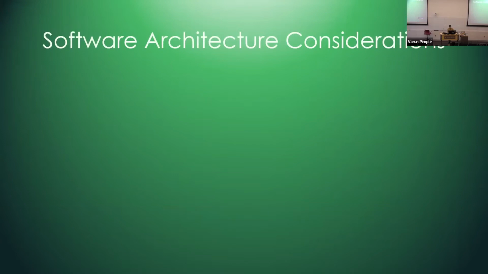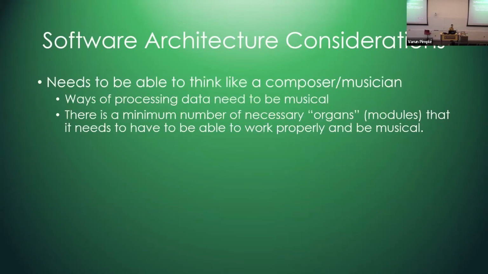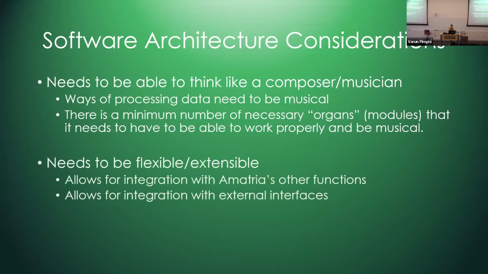So some considerations for the software architecture of this piece. With all of that conceptual stuff in mind, I knew that I wanted it to be able to think like a composer or like a musician. So the ways of processing data needed to be musical. It couldn't just be purely mathematical or from a computational point of view. It really needed to start with how a musician would think about this stuff. And I knew that there would need to be a minimum number of modules in place for this to work. It also needed to be flexible and extensible so it could integrate with Amatria's other functions, and also integrate with any future interfaces or any future functions that the sculpture may have.